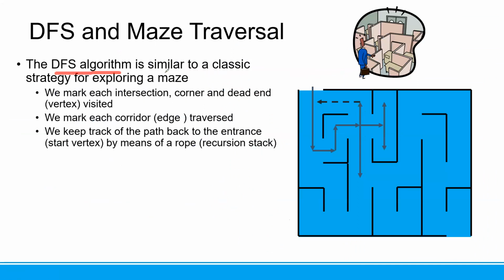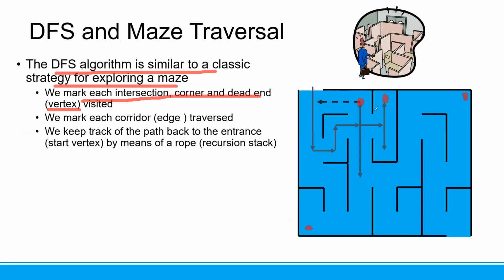So this DFS is similar to a classic strategy for exploring a maze. We can mark its intersection, corner, and dead end as a vertex. So this is an intersection, this is a vertex. A dead end, like this one, is a vertex. A corner is also a vertex. This is a vertex.